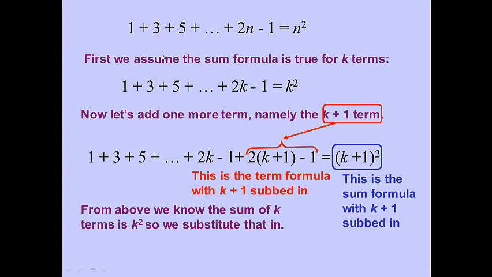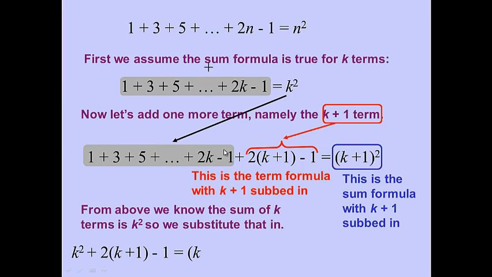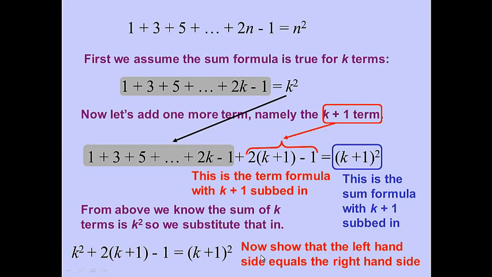From above, right here, we know that the sum of k terms is k squared. In other words, 1 plus 3 plus 5 plus dot dot dot plus 2k minus 1 equals k squared. So we're going to do a substitution. We're going to substitute k squared for all of this that's highlighted in gray here. So now we have k squared plus 2k plus 1 minus 1 equals k plus 1 squared. Now all we have to do is show that the left-hand side equals the right-hand side, and we have completed the proof.